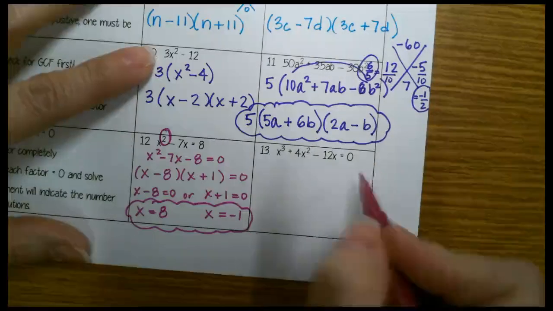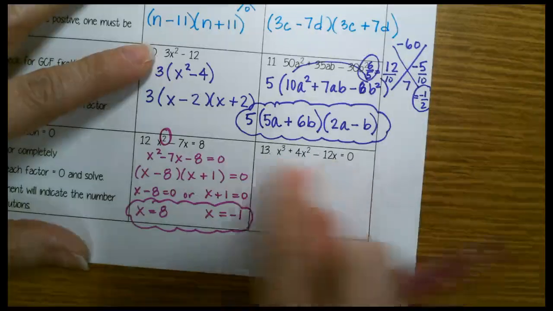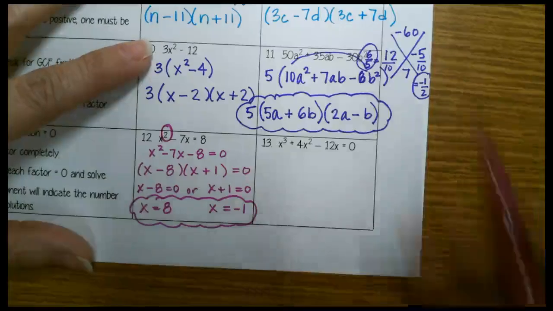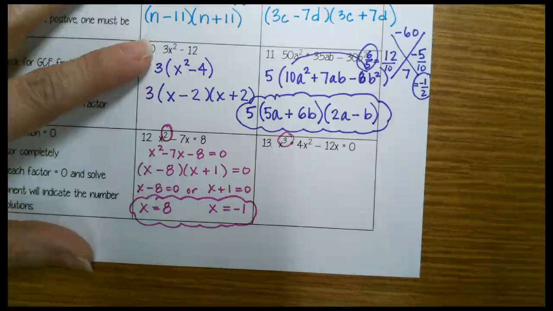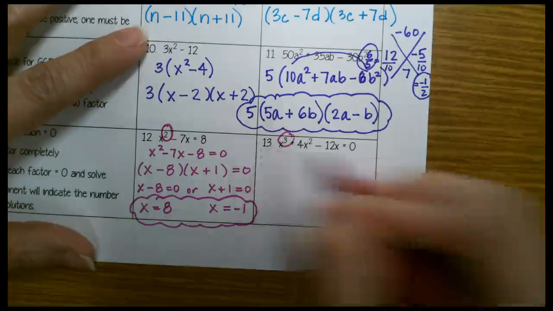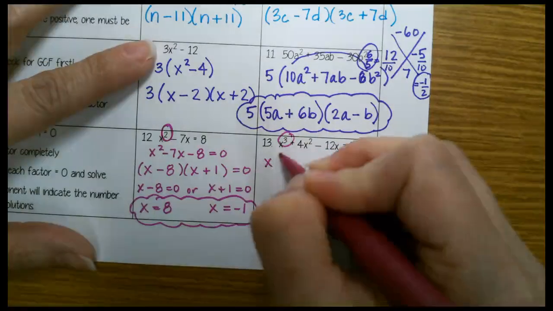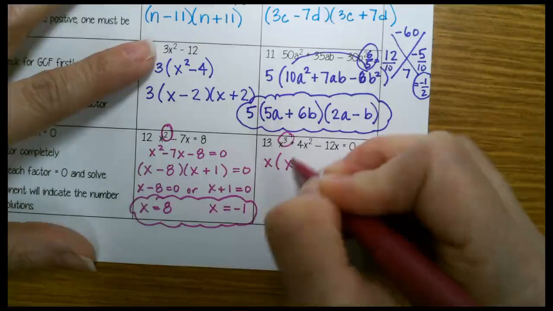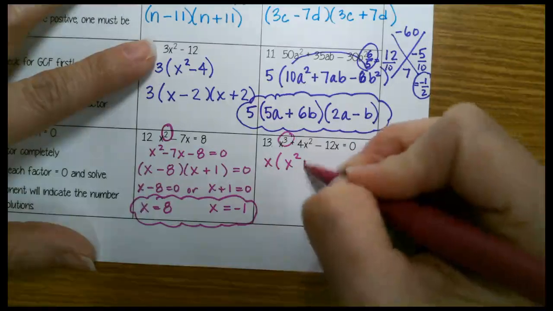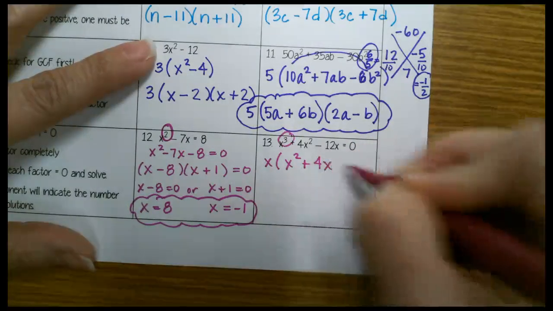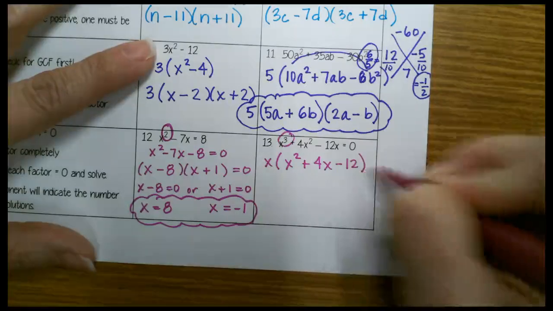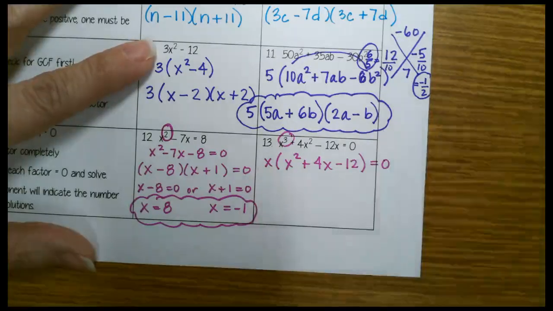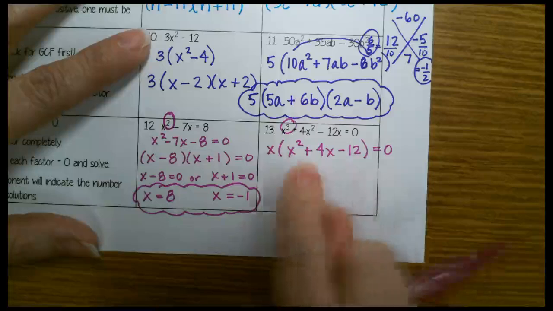All right, moving on to the next one. I have a trinomial, but I also see a GCF of x. And I can see right here that I need 3 answers. So the first thing I'm going to do is take out an x as a GCF. That would leave x squared plus 4x minus 12 equals 0. Now I need to factor this.